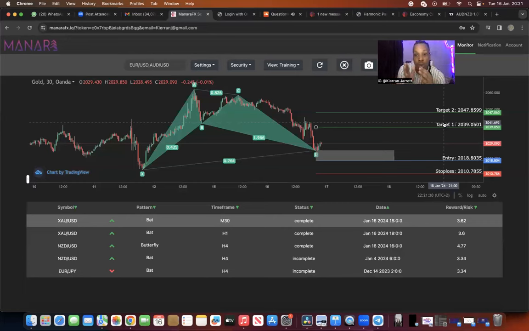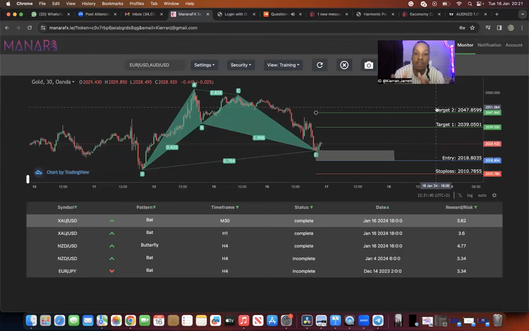We expect price to go up, right? If your targets are below your entry, that means we're looking at a sell. Hopefully that makes sense. Then it gives you your risk management: your stop loss, your target one, and your target two. Very, very simple. Okay, so now we're going to go through the three-part strategy, but that's basically what Monero is.